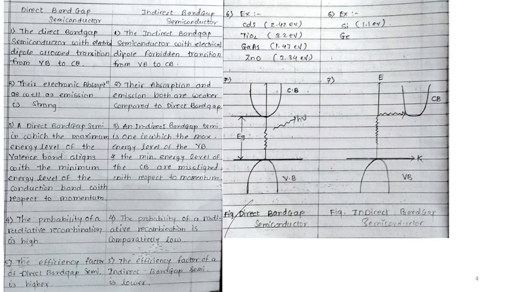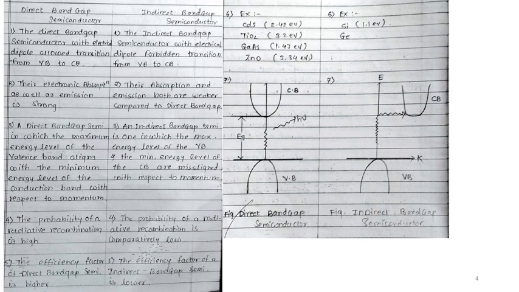Indirect bandgap semiconductor, in which the valence band and conduction band are not exactly aligned, so a phonon assisted transition is there, meaning both momentum and energy are not conserved, as in the case of direct bandgap semiconductor. There is a radiative recombination in direct bandgap. Here it is non-radiative.